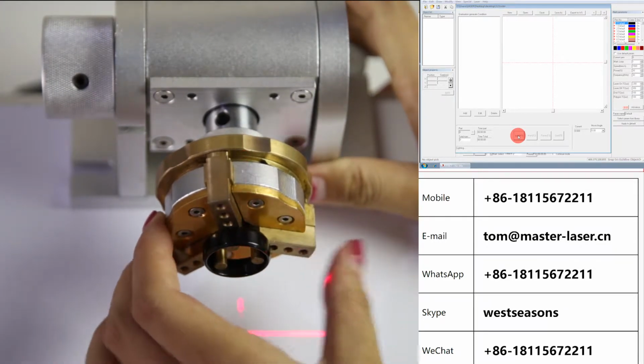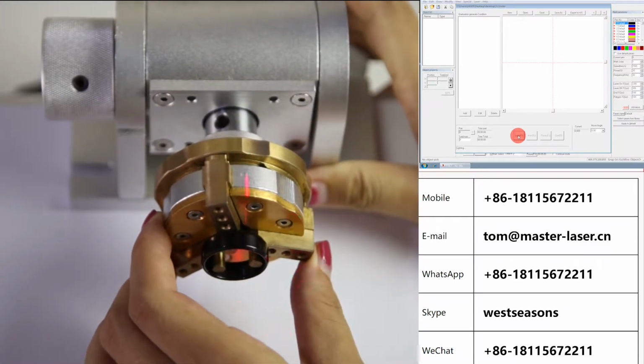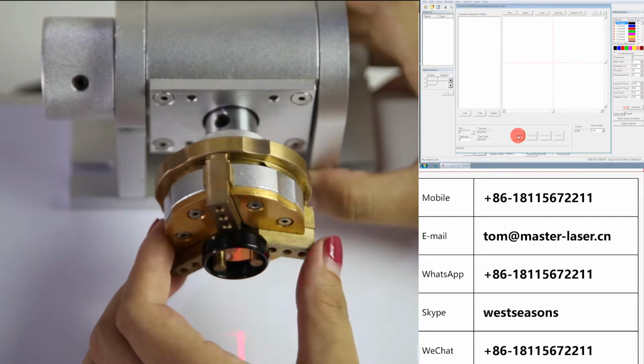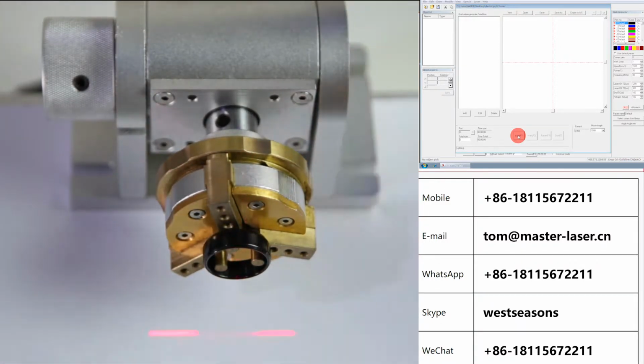Make sure the center of the rotate table and working area is the same. The red cross origin is in the middle of the ring. If you need to mark the same parts, repeat. Fix the rotate table position.